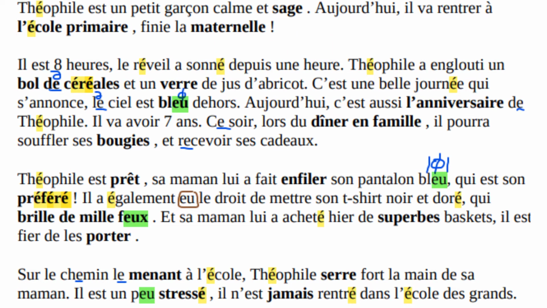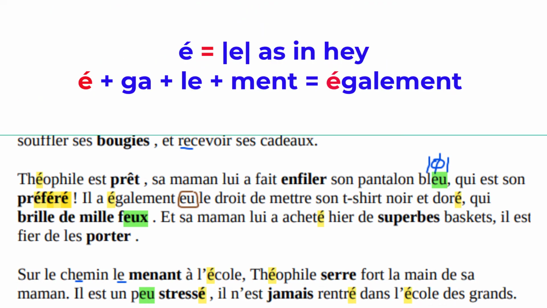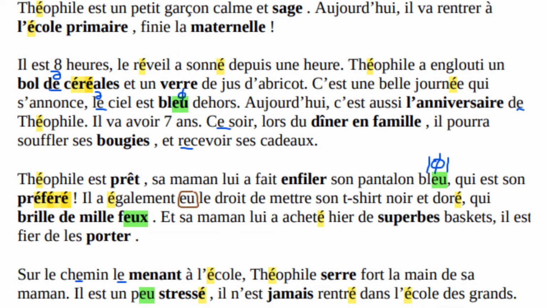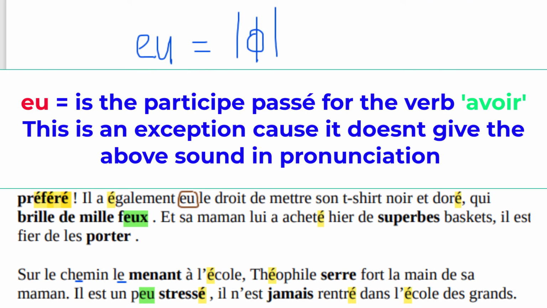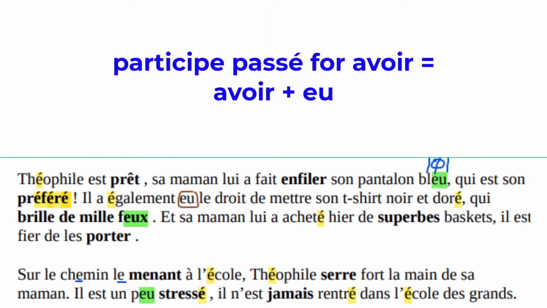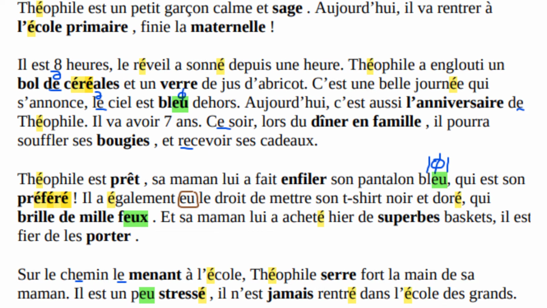Il a également, and when we hear the A sound, there we have our accent aigu, eu le droit de mettre. Can you see how the EU there is circled? So the EU there doesn't give us the sound E. So let's know this is an exception, and this is the participle for the verb avoir. So we have il a également eu. But here the EU is not giving the sound E, it is giving the sound U. Eu le droit de mettre son t-shirt noir et doré.